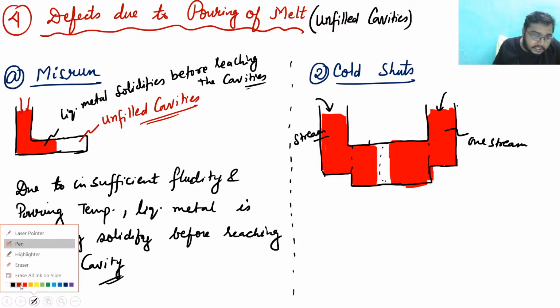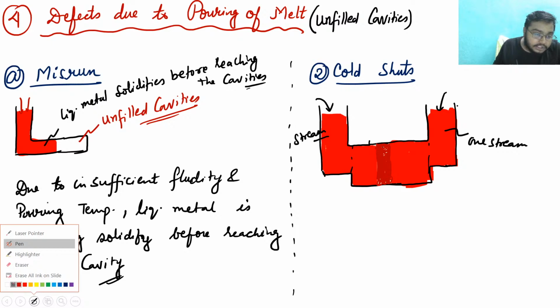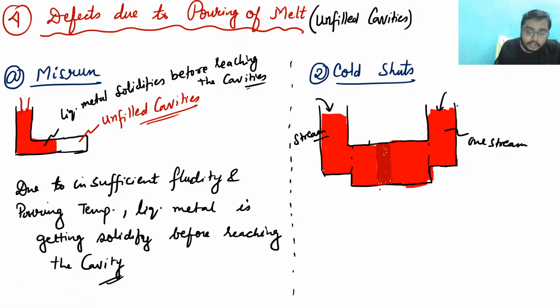So they are not fusing here, they are not fusing here, and hence they form a layer like that. Due to this they are not fusing properly, and hence an unfused layer is formed in between, and that is known as cold shut.